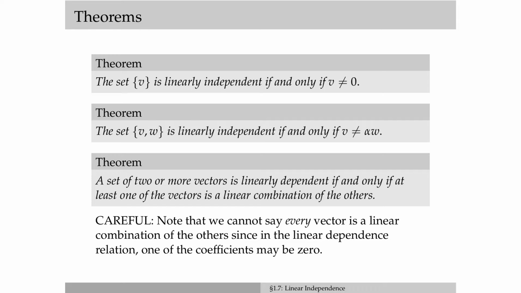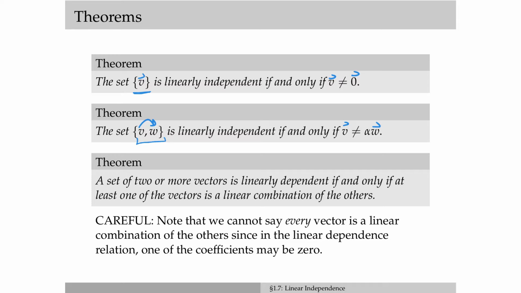Theorems. The set V, that's the vector V and nothing but V, is linearly independent if and only if V is not 0. Okay, and that's of course the 0 vector here. That, I hope, is clear. We'll prove this in class otherwise. All right. We go up to a 2-element set. The set V and W is independent if and only if V is not a constant multiple of W. I challenge you to sit down and prove this on your own. Otherwise, I'll prove it in class.